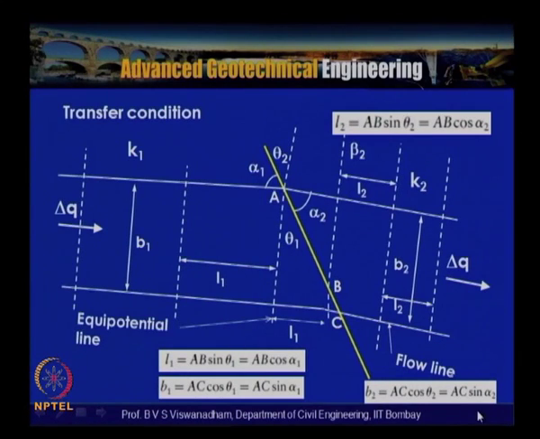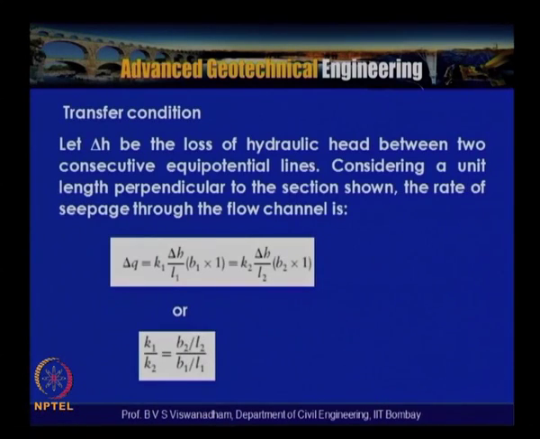Now by using the geometry we can say that L1 is equal to AB sin theta 1, which is equal to AB cos alpha 1. Similarly, B1 is equal to AC cos theta 1, which is equal to AC sin alpha 1. Similarly, we can write L2 is equal to AB sin theta 2, which is equal to AB cos alpha 2, and B2 is equal to AC cos theta 2, which is equal to AC sin alpha 2. So by using this we can now handle these cases.